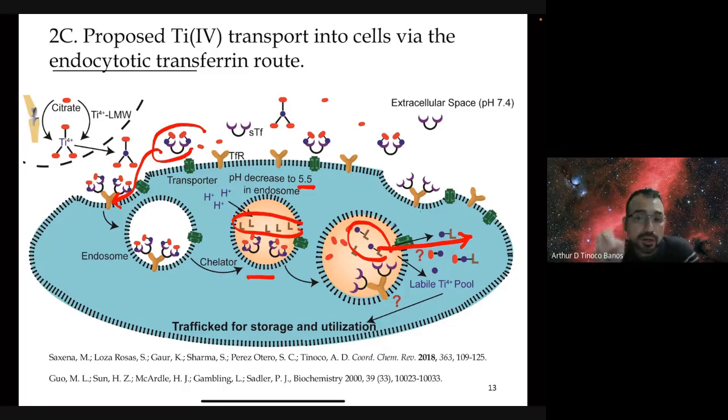So I'm going to stop right here, because this leads to a nice discussion as to what can affect the bioactivity of titanium and potentially what can regulate the anti-cancer effect of titanium. All right, so we will continue on from this point in our next lecture.